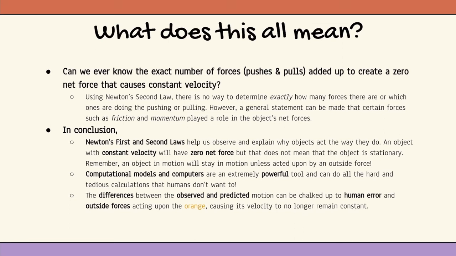In conclusion, Newton's first and second laws help us observe and explain why objects move the way they do. Computational models and computers are an extremely powerful tool that can do all the hard and tedious calculations that we don't want to. And the differences between observed and predicted motion can be chalked up to human error and outside forces.